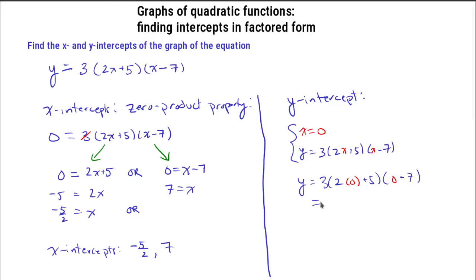And we simplify. So PEMDAS, we do parentheses first: 2 times 0 is 0, plus 5 is 5, and then 0 minus 7 is negative 7. We multiply this all out, and we find our y-intercept. So we got 3 times 5, which is 15, times negative 7, so that's going to be negative 105. So the y-intercept is negative 105.